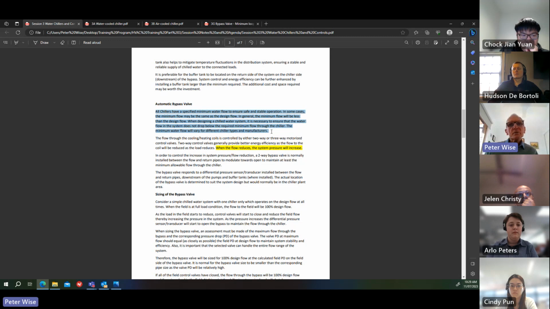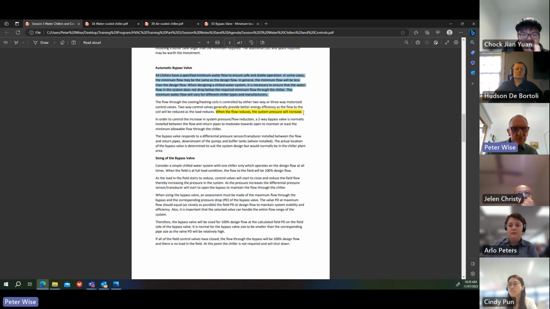The minimum water flow will vary for different chiller types and manufacturers. So when you're looking at chillers, make sure you know what the minimum flow is. And if you're doing a highly energy efficient job, you probably will have a variable flow chiller. So you'll have to account for that.